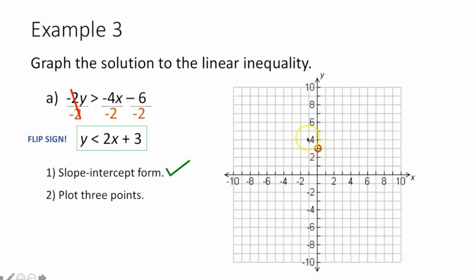So we have 1 point. How do we get our other 2 points? Well, we use our slope. What's our slope? 2. We write that as a fraction 2 over 1. So from this point, we go up 2, right 1, put an open circle, up 2, right 1, put an open circle. We have our 3 points.